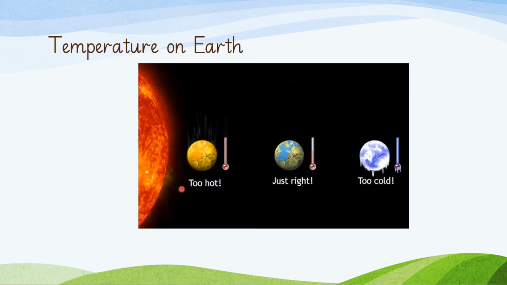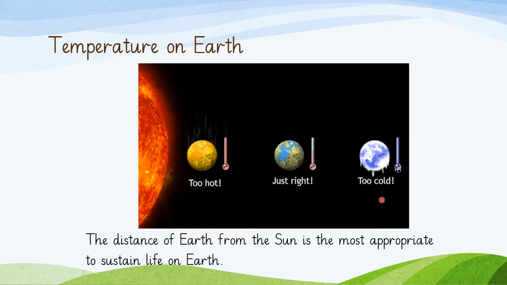So the temperature on Earth is just right for life to happen. Here you see the distance of the Sun and the Earth is just right. If it had been to the left, the temperature conditions would be too hot for life to go on. And if it had been on the right, the temperature would have been too cold for life to survive. The distance of Earth from the Sun is the most appropriate to sustain life on Earth.